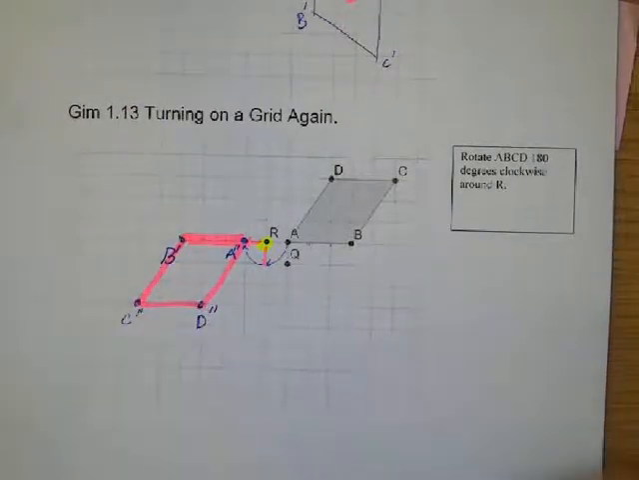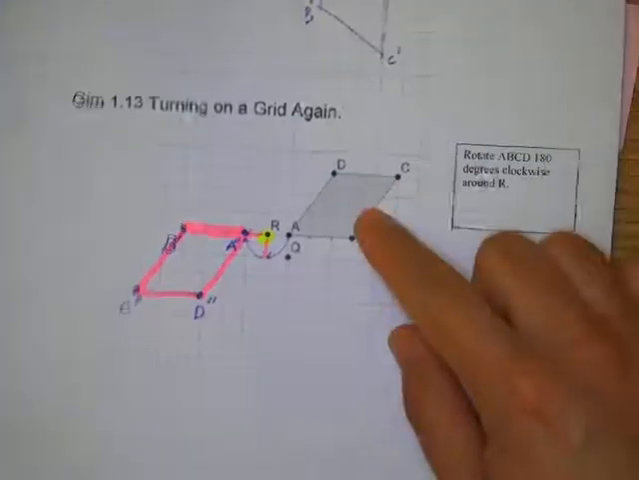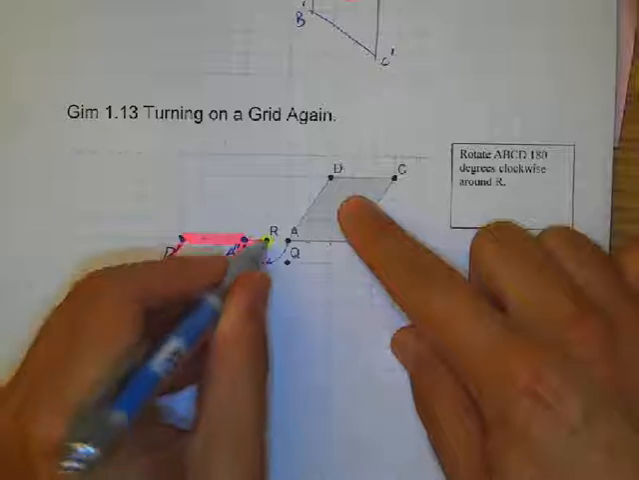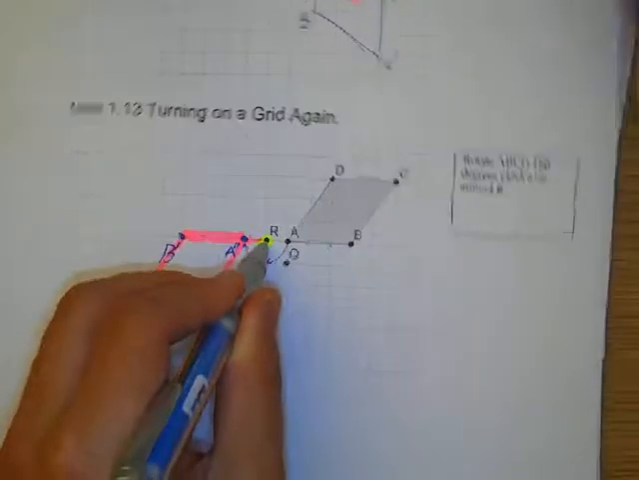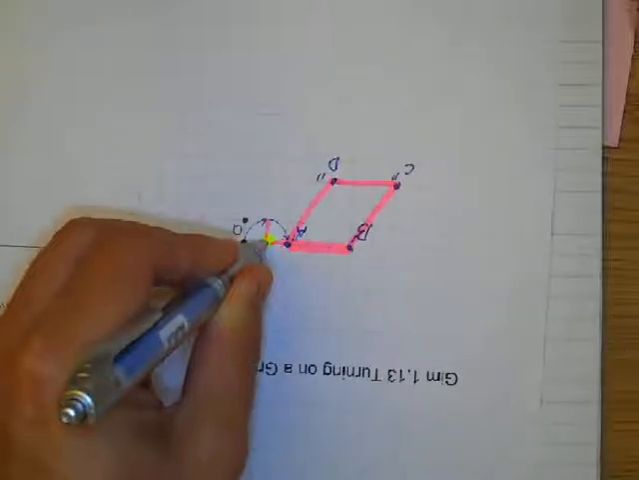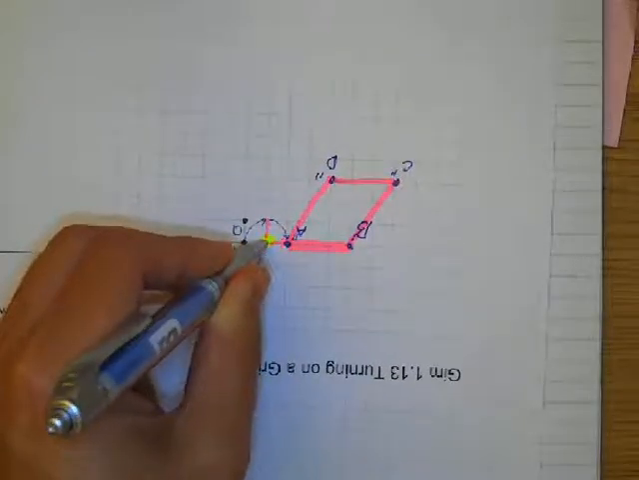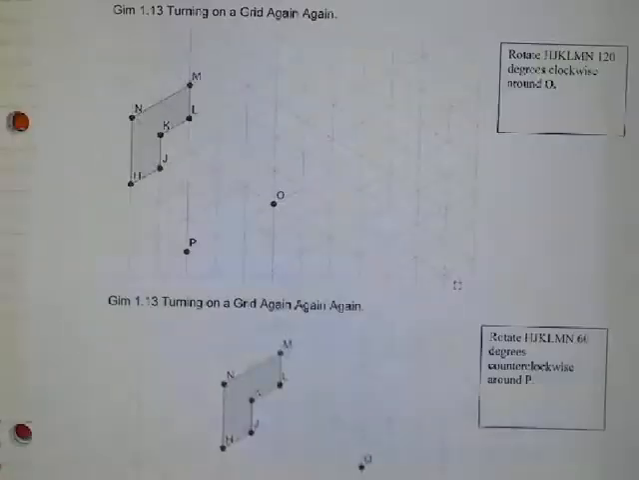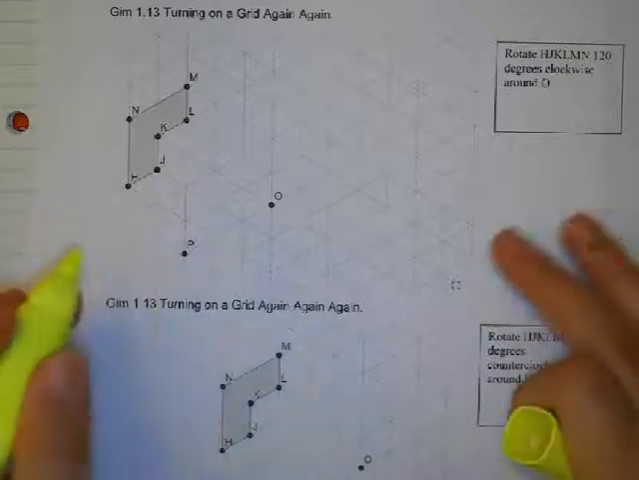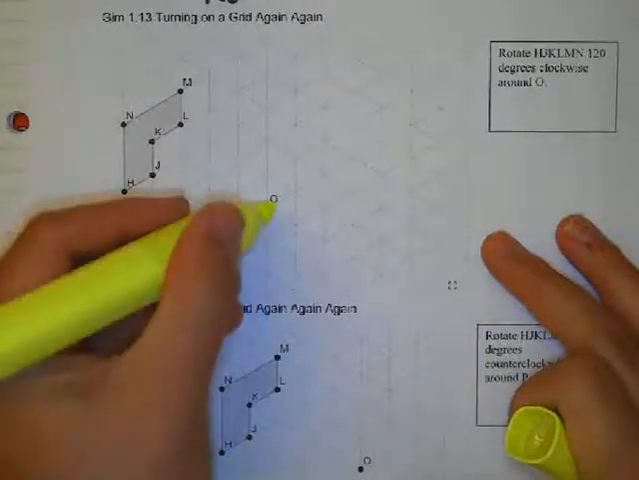You know you've done it right if you think, okay, the pink shape should end up right here. If I twirl it 180, it's in the same spot it's supposed to be, isn't it? Now we're going to do a little bit different stuff. We're going to twirl it 120 degrees from point O. This is a little tricky, but I think you guys can handle it.